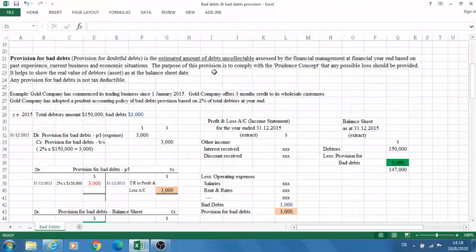The purpose of this provision is to comply with the prudence concept that any possible loss should be provided. It helps to show the real value of debtors as at the balance sheet date. Any provision for bad debts is not tax deductible.